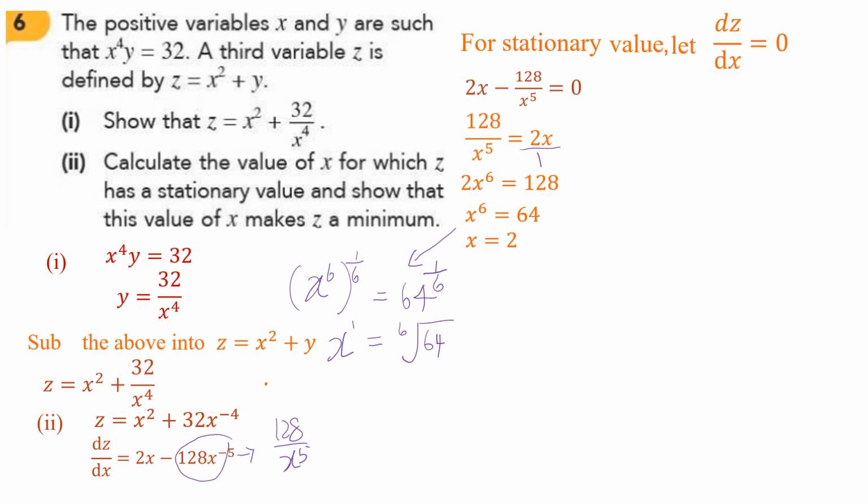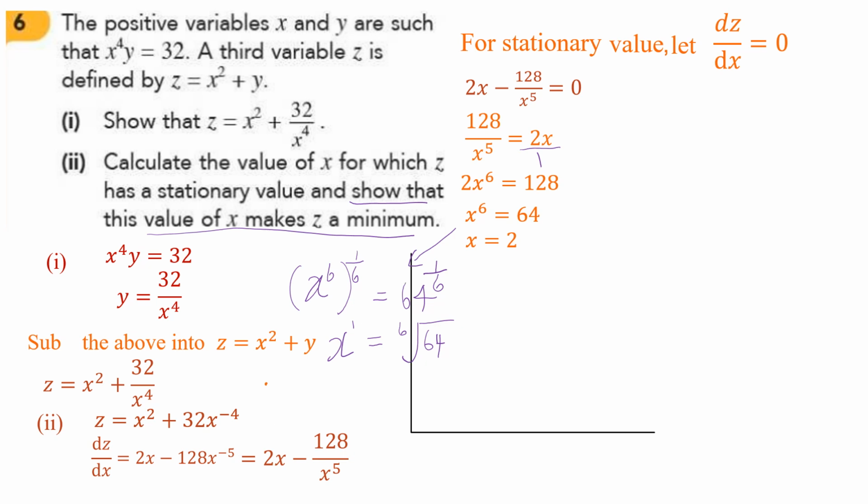Alright, so the next part of the question is, we found the value of x already, but that's still not enough. We need to show that this value makes z a minimum. So that means we have to use either the first derivative or the second derivative to show that x equals 2 will give z a minimum. I'm going to show you using the first derivative, which I'm not too sure why I did it. I should have just gone ahead and used the second derivative, but never mind. I'm just going to show you both methods, and then you can compare which one is easier.